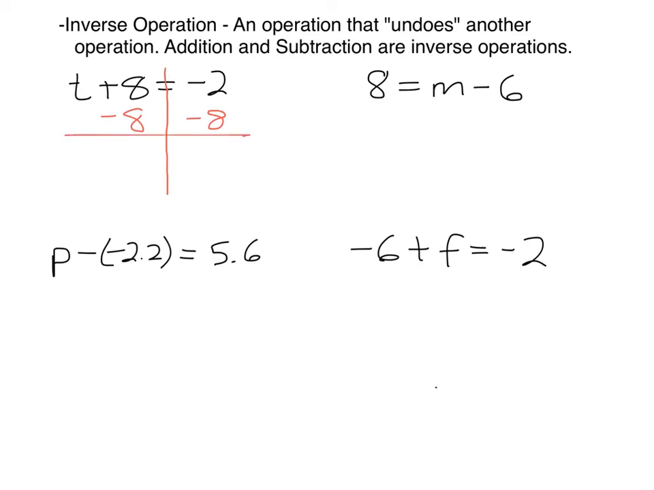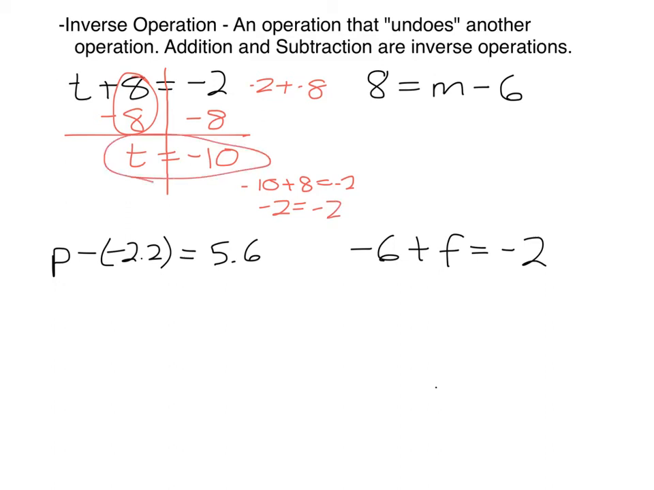So 8 minus 8 is 0. I'm left with t equals, now negative 2 minus 8, that's like negative 2 plus negative 8. Negative 2 plus negative 8 is negative 10. Okay? And I can check this by taking negative 10, substituting it for t, and making sure my equation is true. Negative 10 plus 8 is negative 2. So this is my solution, makes the equation true.